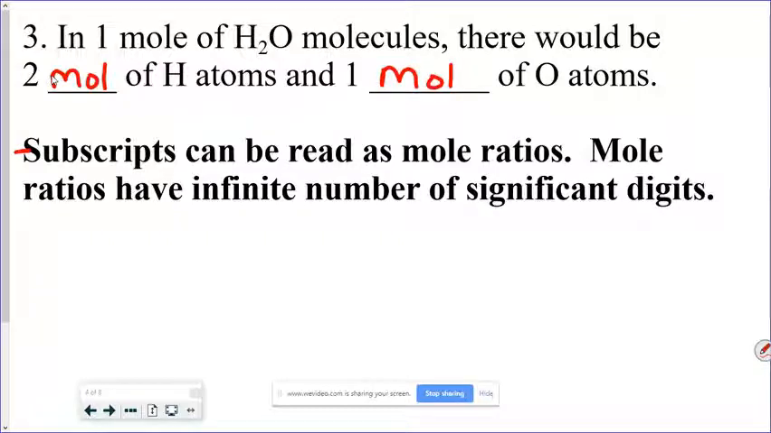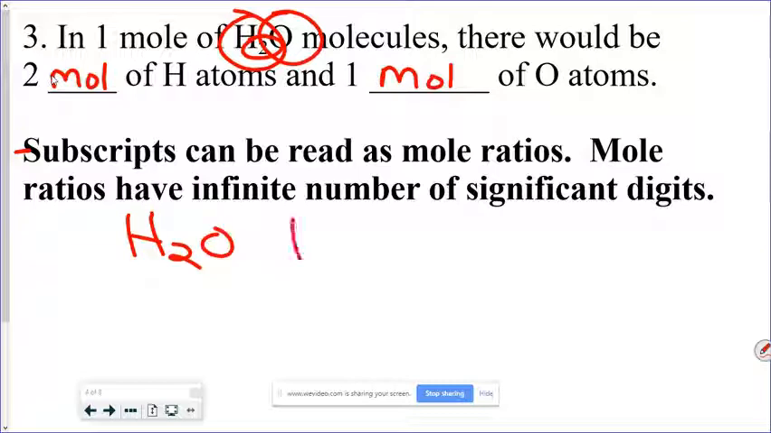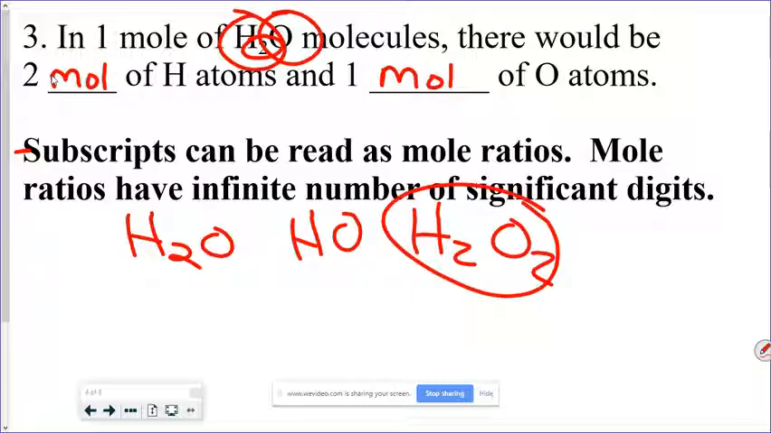So this little note down here says subscripts. That's these numbers right here, these numbers that are small, that are lower than letters. Those are called subscripts, and those can be read as mole ratios. So in water, we have two moles of hydrogen and one mole of oxygen. And those are infinite sig figs. So water is H2O. It's never just HO or H2O2. That's no longer water. So it's always that ratio.